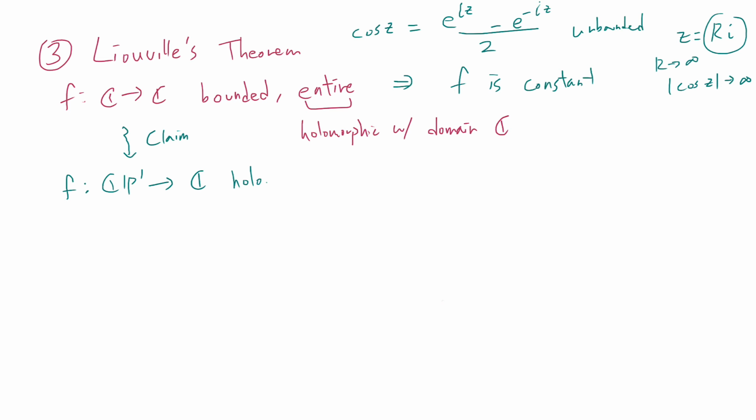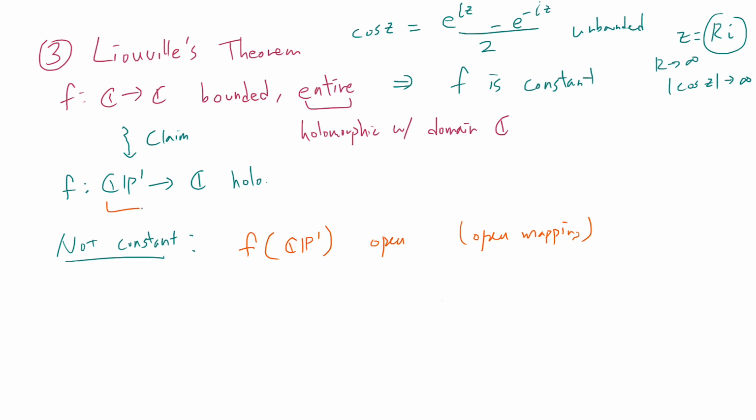And now let's think about what we can derive from this. First, let's assume it's not constant and try to get a contradiction. If it's not constant, the open mapping theorem kicks in to say f is open. So when I look at the image f of CP1, this must be open. Again, this is the open mapping theorem using non-constant.